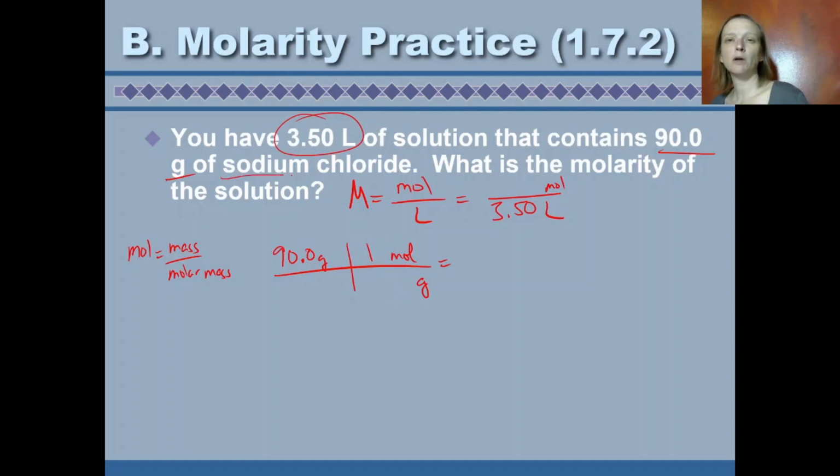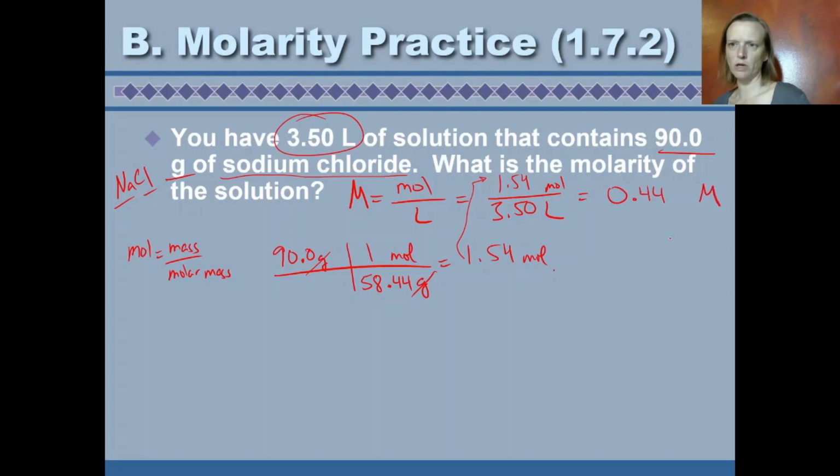The formula for sodium chloride is NaCl. So if I look up sodium and chlorine on the periodic table, I get a molar mass of 58.44 grams, which is the same as 1 mole. And grams cancel out. I'm left with moles, and I have 1.54 moles. So this is the value that I plug into the top, 1.54 moles. And my calculator tells me the answer is 0.44 molar.